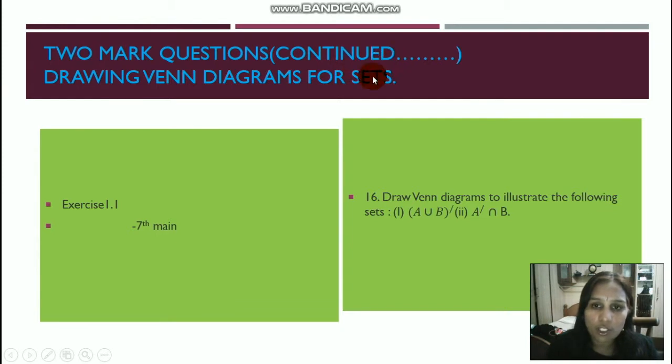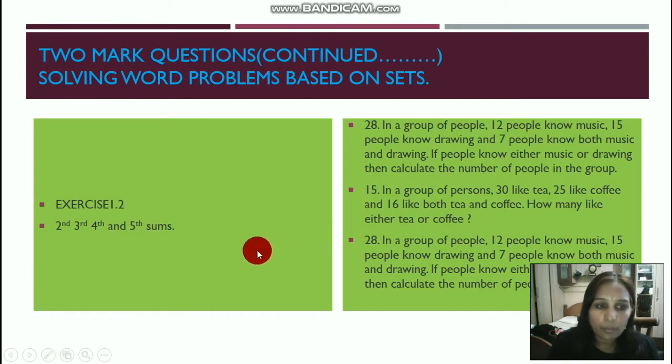2 mark questions continued. These questions are based on the concept drawing Venn diagrams for sets. On the right side of the screen, if you see exercise 1.1, 7th main, in 7th main you will get questions similar to this. Okay. Now 2 mark questions continued. These questions are based on the 4th concept, solving word problems based on sets. On the left side of the screen you can see exercise 1.2, 2nd, 3rd, 4th and 5th sums. These sums are similar to these board questions.